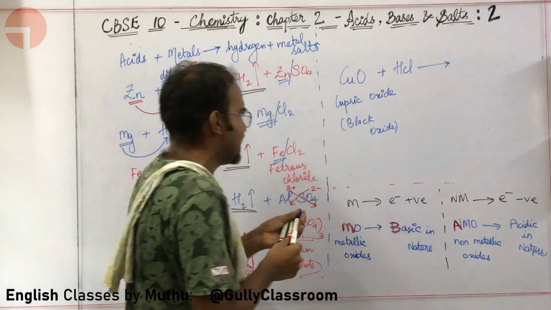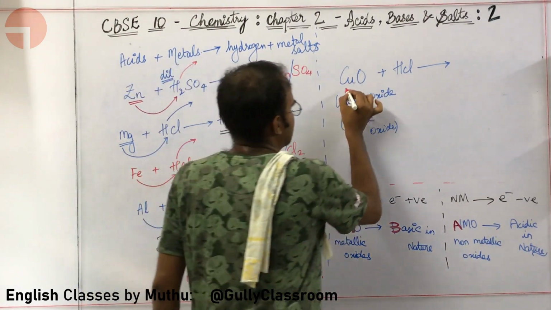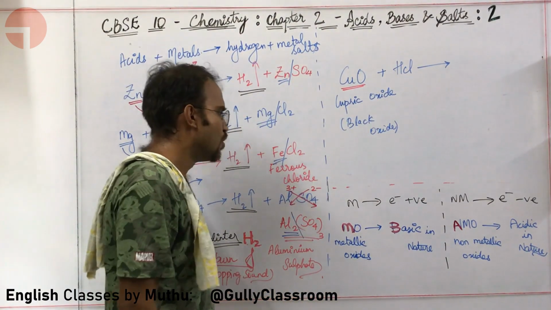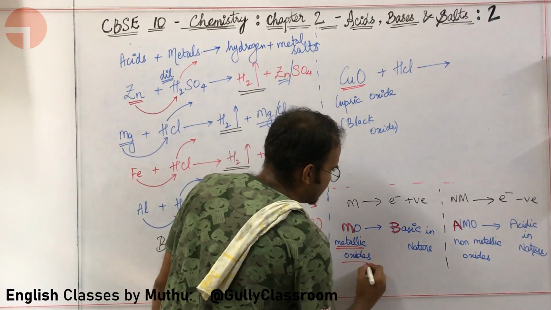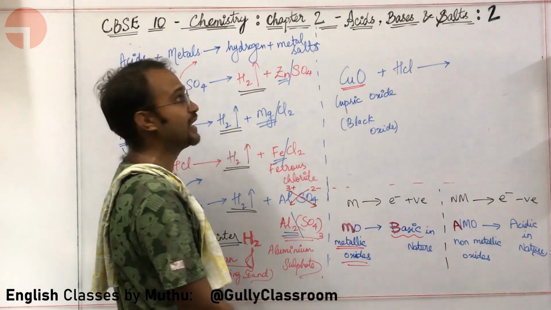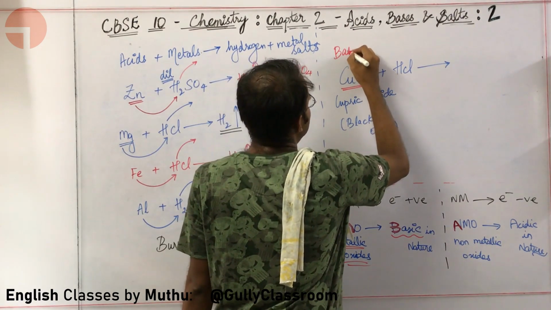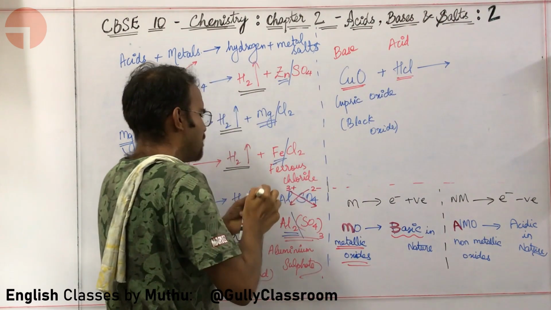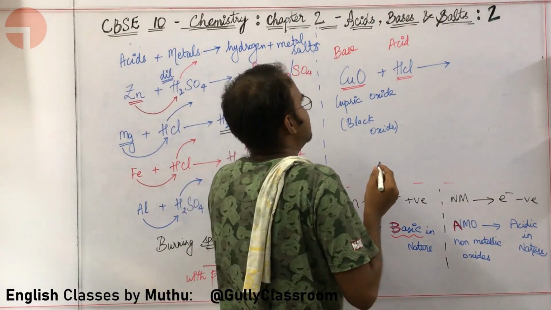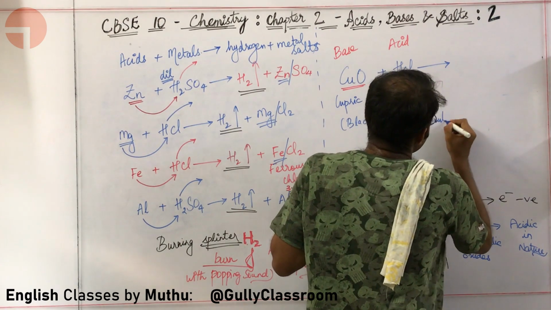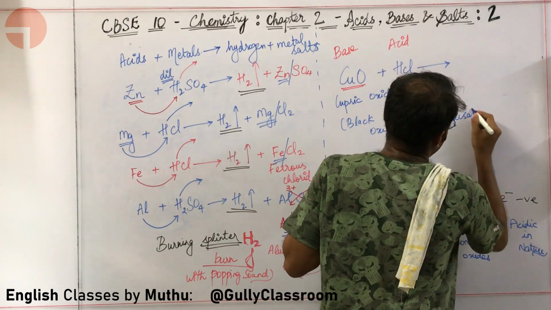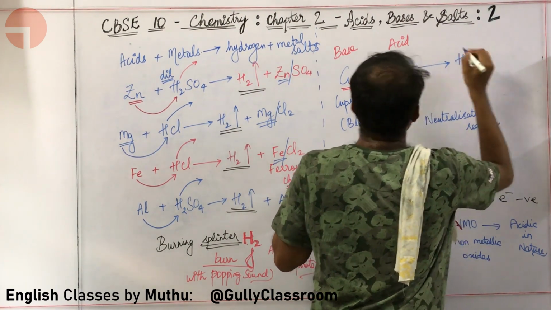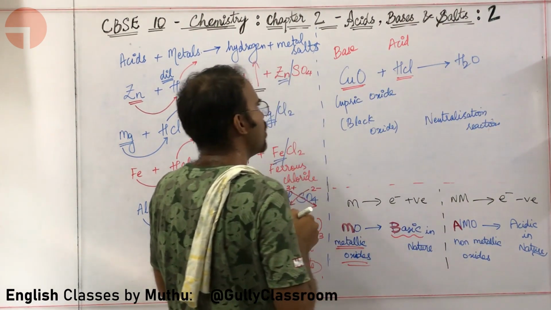Before I continue this reaction, let me do a very short recollection. CuO is a metallic oxide, sir. Okay, Kanna. Sir, metallic oxides are basic in nature. So this can be considered as a base, and this is an acid. Sir, if an acid and a base combine with each other, they will nullify each other and a neutralization reaction will happen. So you will get H2O over here.